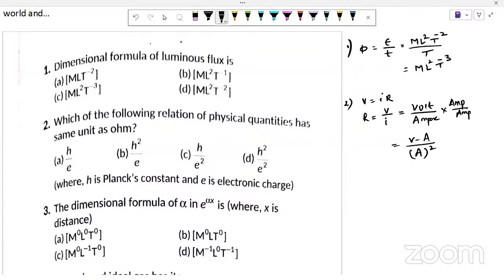Can anyone tell me what is the unit of the volt ampere? Volt ampere. You know the formula, power is equal to V into I, isn't it? So V is your volt, I is your current. So volt ampere is the unit of power. Power is measured in watt, divided by ampere square.